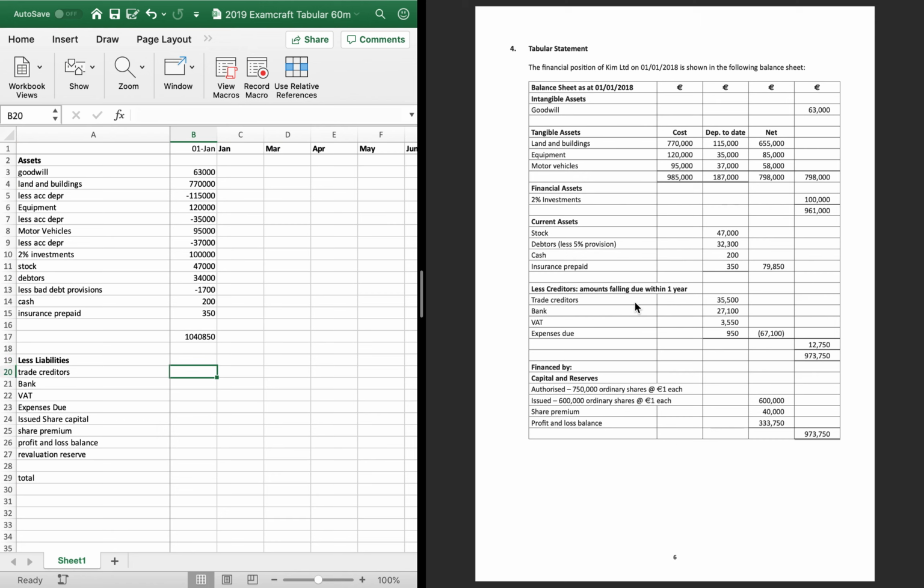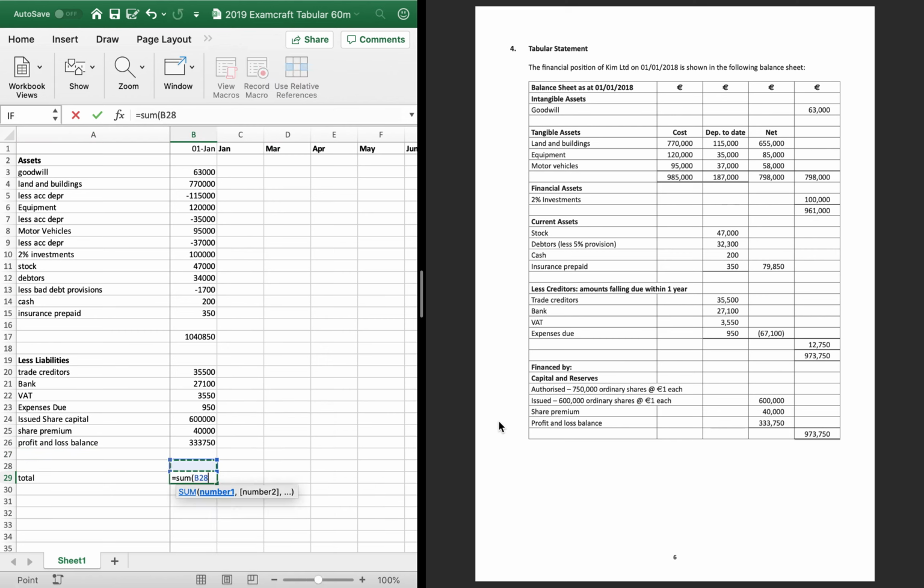Then we've got 35.5 for creditors, 27.1 for a bank overdraft, 3,550 for your VAT. VAT's a liability in this case. Expenses due 950. Don't mind your authorized share capital. So issued share capital 600,000. Share premium 40,000. And the profit and loss balance is 333,750. There's no revaluation reserve, and there will be in a little while.